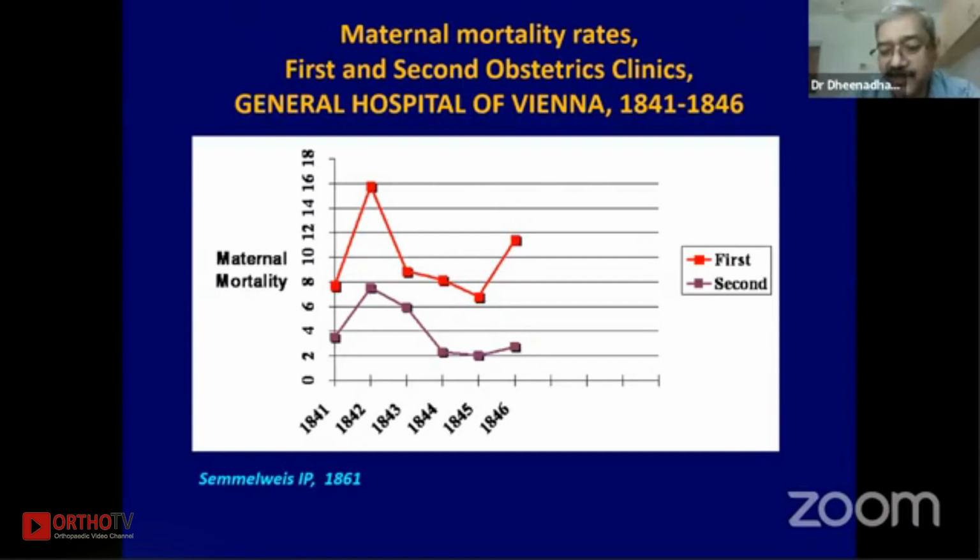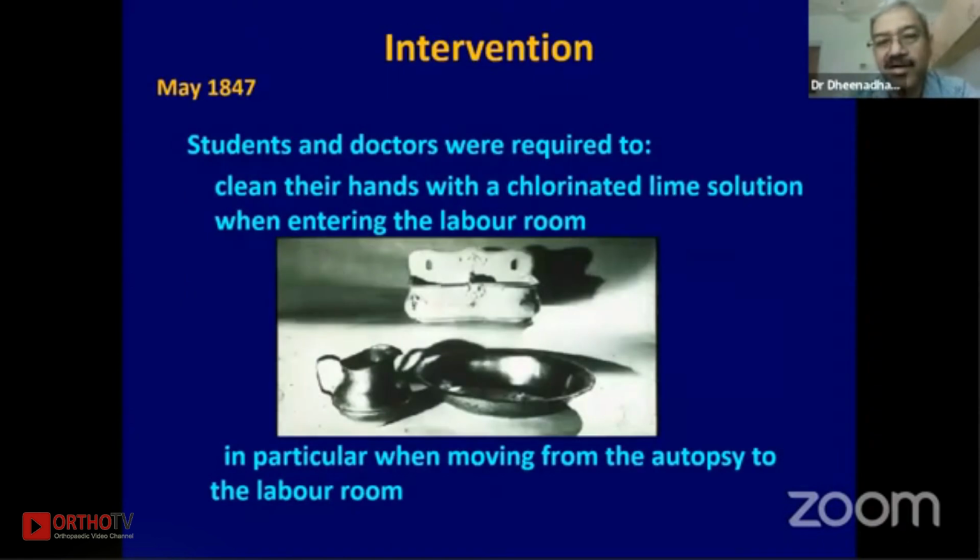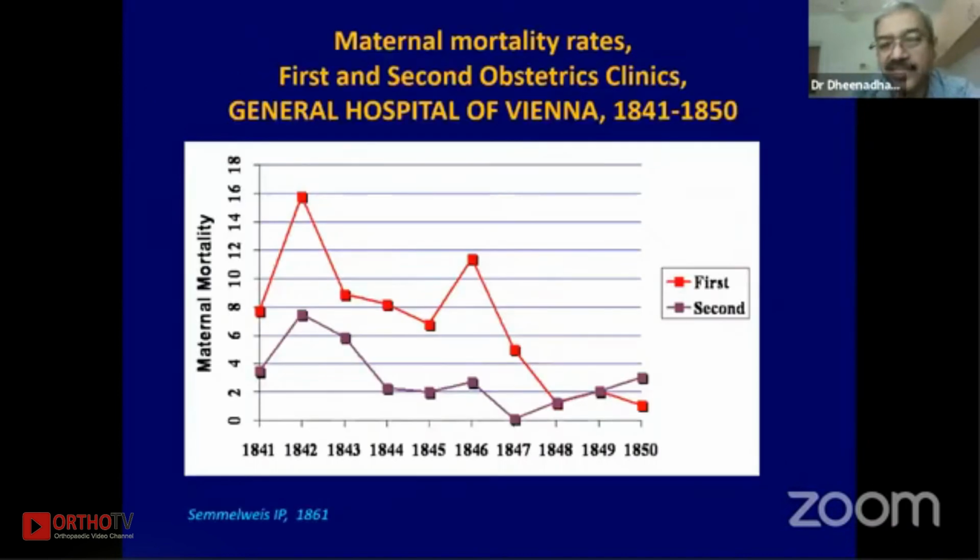So what they did was they required all the students and doctors to clean their hands with chlorinated lime solution when entering the labor ward. Because of this practice, after 1846, you can see that by doing that one single intervention, the maternal mortality rate fell. In fact, the doctors started performing better than the maternity staff.